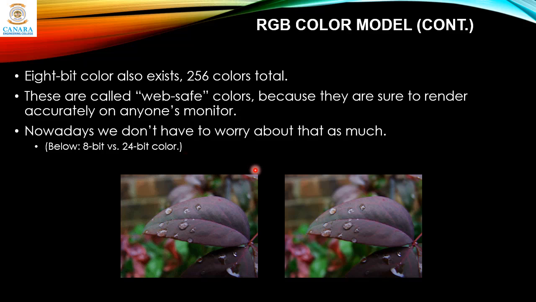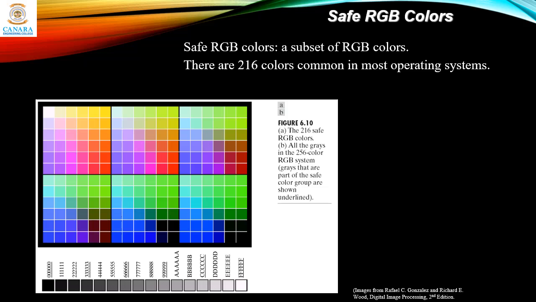And nowadays, with the computing power that we have, the storage available, and the bandwidth we are getting, we rarely go for the 8-bit colors. But nonetheless, it is there with all the operating systems as a standard. So these are basically called safe RGB colors. These are 216 colors common in most operating systems, and these are all the grays in the 256 color RGB system. Okay, so this is how the color plane looks.